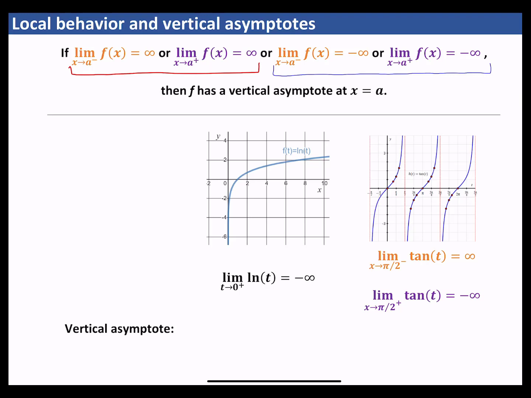Since the limit of the natural log of t as t approached 0 from the right equaled negative infinity, we can say that the natural log of t has a vertical asymptote at t equals 0. Similarly, since the limit of the tangent of t as t approached pi over 2 from the left equaled infinity, and the limit of tangent of t as t approached pi over 2 from the right equaled negative infinity, we can conclude that the tangent of t has a vertical asymptote at t equals pi over 2.